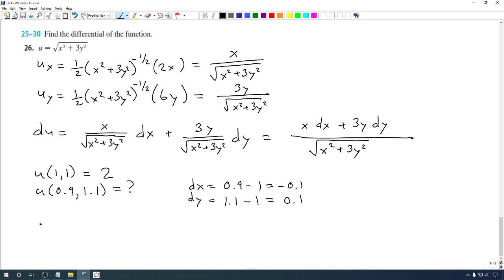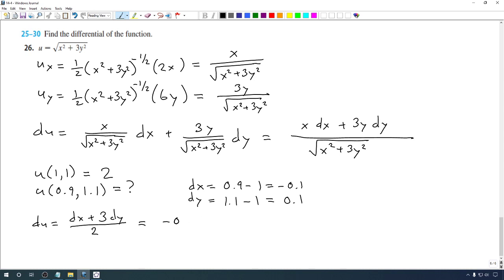Our du, coming from this, we're plugging in the easy point. We're plugging in the 1, 1 in for our x and y. So our du in this case, this is a 1 times dx plus a 3 times 1 times dy. On the bottom, we have the square root of 1 squared plus 3 times 1 squared. This is the square root of 4. So we get a 2 on the bottom. That's our formula for the differential at the point 1, 1. And now we're going to use it using these particular values for dx and dy.